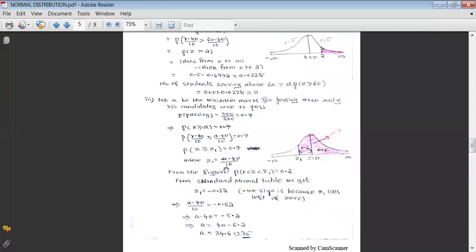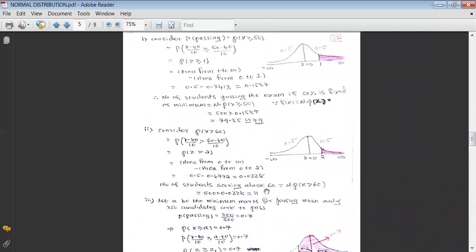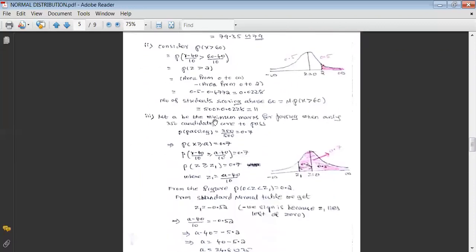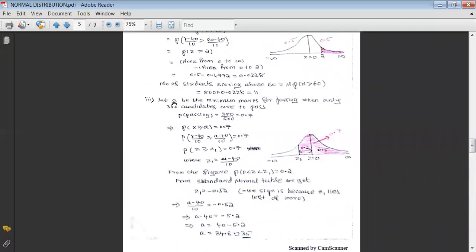Now let us go for the last case. The last case is somewhat different. Here they ask what the minimum marks should be if only 350 candidates are to pass. We don't know the minimum marks to be proposed for passing, so let us say A is the minimum marks for passing when only 350 candidates are to pass. Now, the probability of passing: out of 500 students, only 350 are going to get the promotion. So the probability of passing is given by 350 divided by 500.